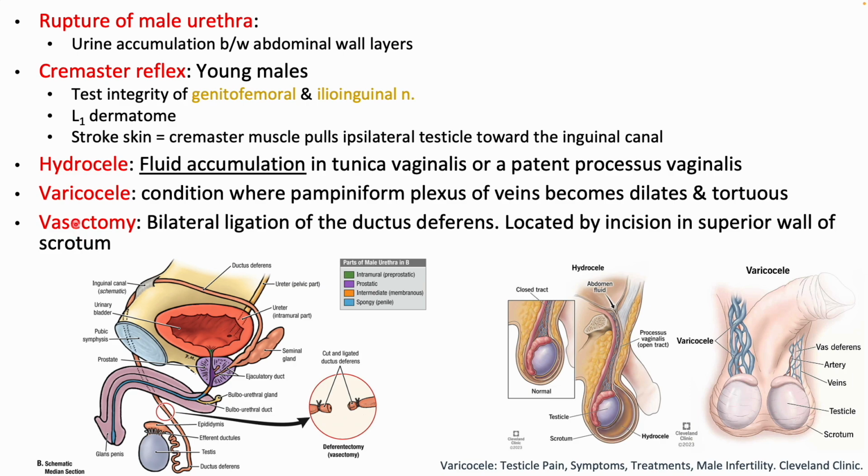And then finally on this slide, we have vasectomies. And so vasectomies are bilateral, so both sides, ligation of the ductus deferens or vas deferens. And you can go in here and they'll snip it or clamp it or do something to prevent continuation of this. And so when performing this procedure, the surgeon is going to locate the vas deferens by incision in the superior wall of the scrotum.